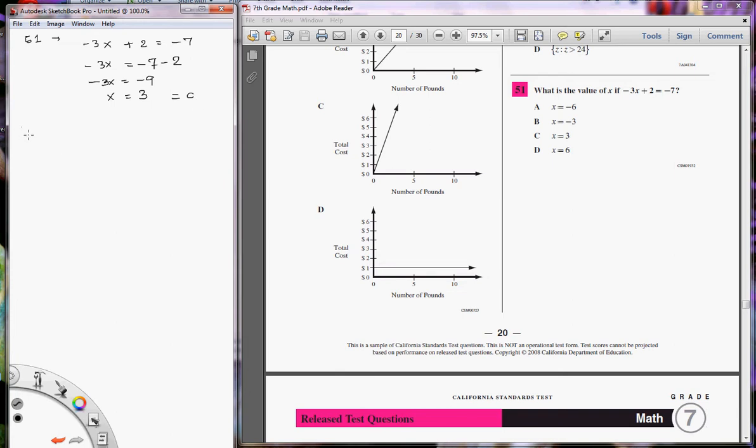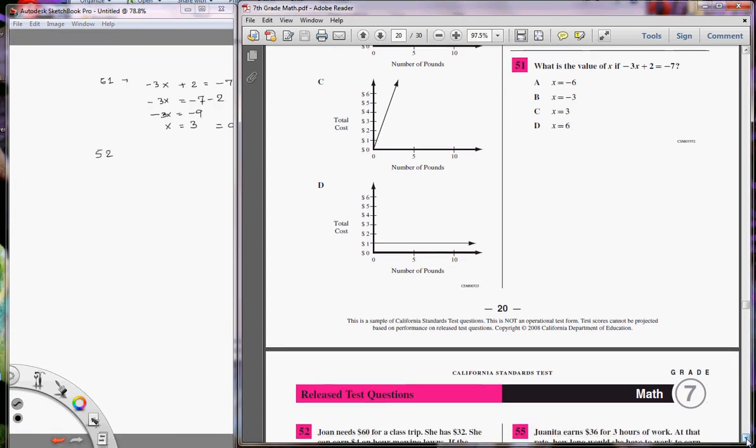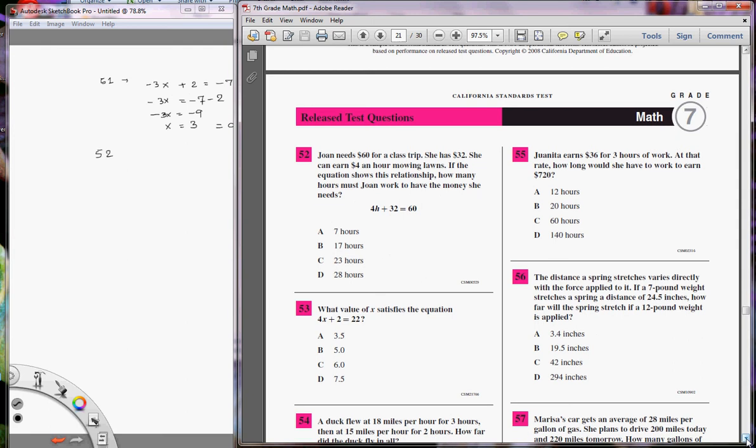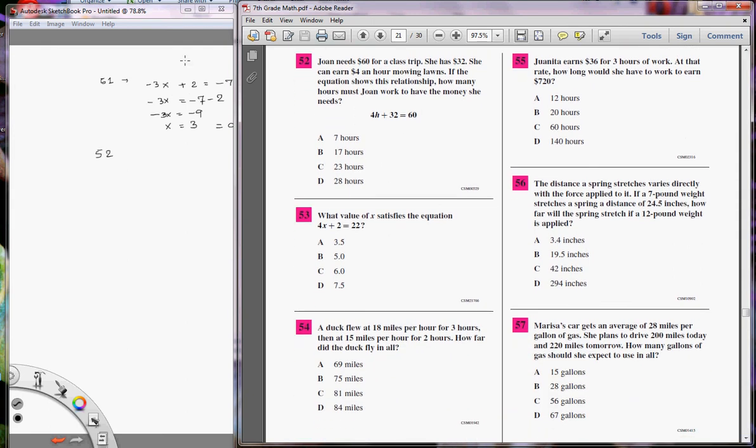Let me go over question number 52 now. John needs $60 for a class trip. She has $32. She can earn $4 an hour mowing lawns. If the equation shows this relationship, how many hours must John work to have the money she needs?